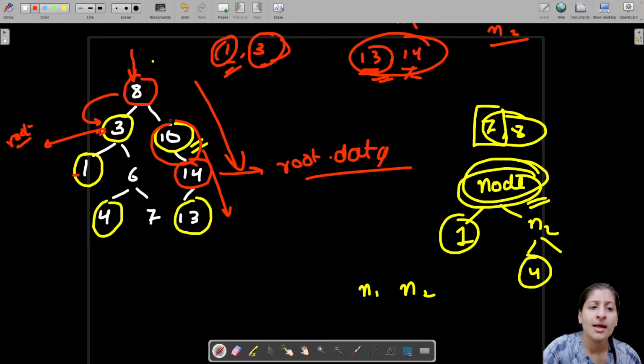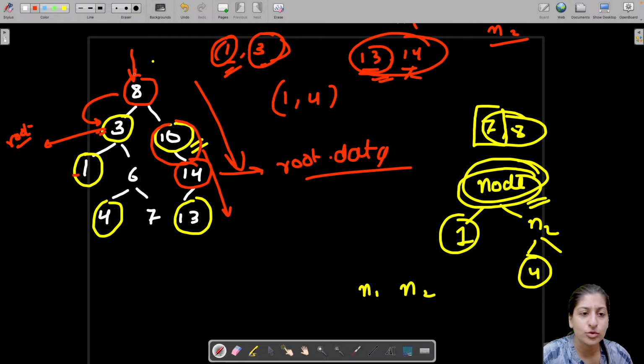The other scenario is that one of them lies in the left side and the other one lies in the right side. So for example, if I consider a scenario like this, let me take 1 and 4. I go to root. I see that 1 and 4, both of them are less than 8, so I'm going to get it somewhere in the left of 8. I recursively check the left subtree in which 3 is my current root. I see that 1 is less than 3 but 4 is greater than 3.